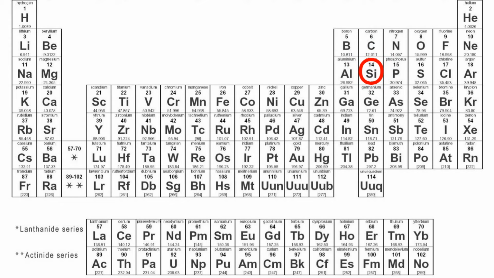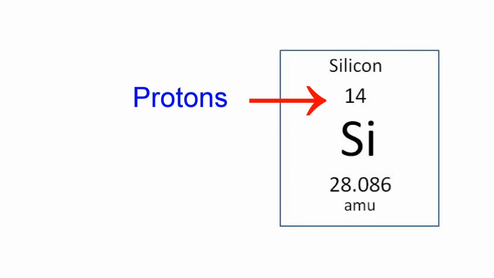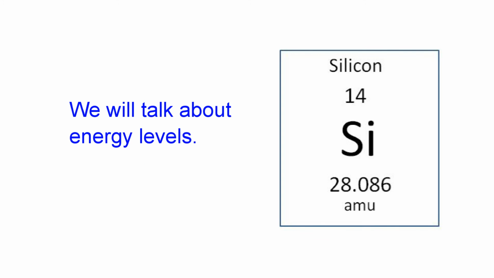Let's do one more real quickly to reinforce the concept. This time we will select the element silicon. The atomic number of silicon is 14. That means every atom of silicon has 14 protons in its nucleus. And we assume that the atom is electrically neutral, so it must have 14 electrons with their negative charges to balance the 14 positive charges of the protons. In part 2 of this series, we will look at how these electrons are distributed in different energy levels within the atom.